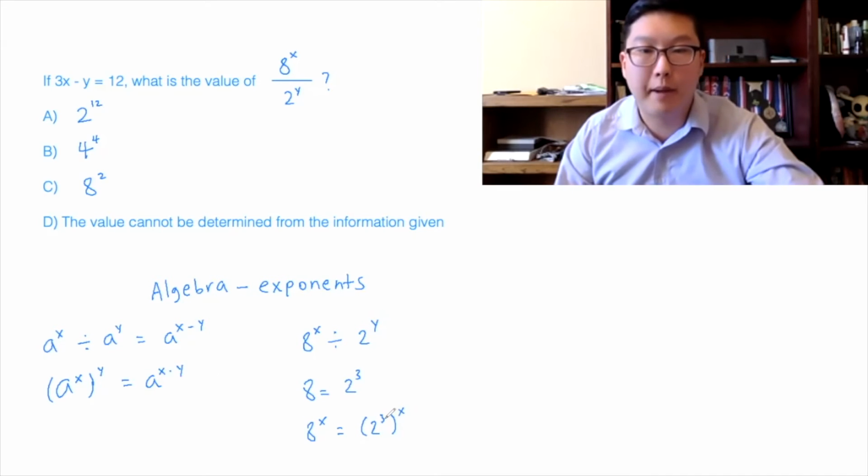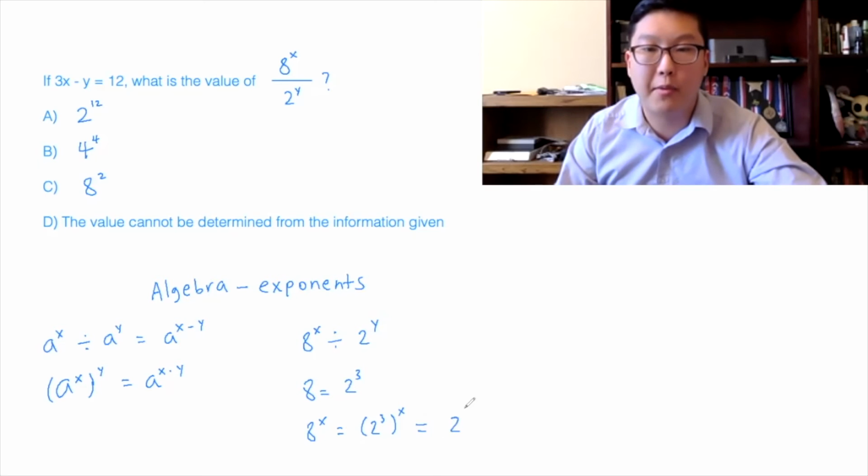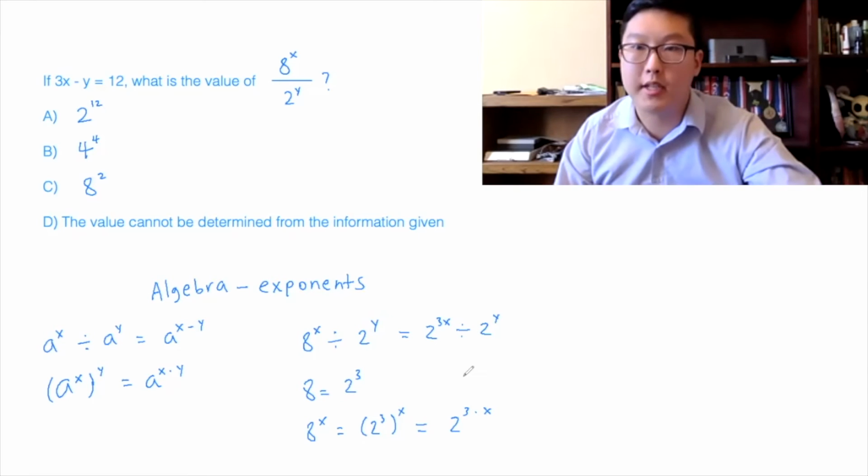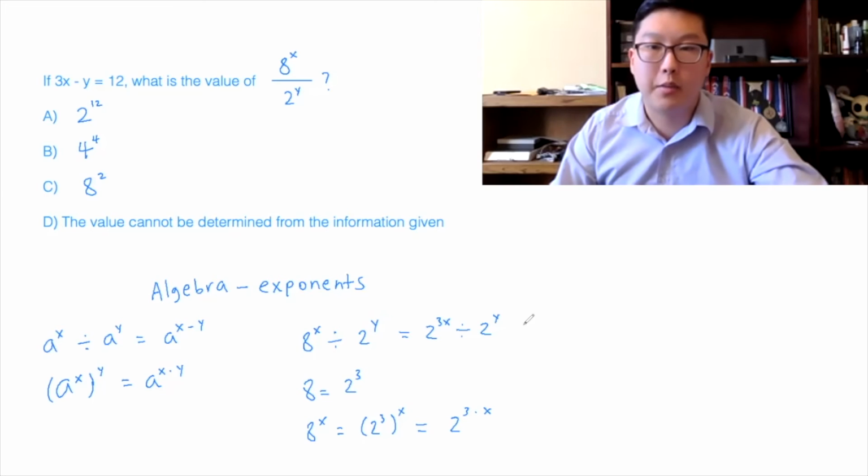So 2 to the third power to the power of x can be rewritten as 2 to the power of 3 times x. And now I can simplify my original division into 2 to the power of 3x divided by 2 to the power of y. And now I can apply my first exponent rule. This will simplify to 2 to the power of 3x minus y.